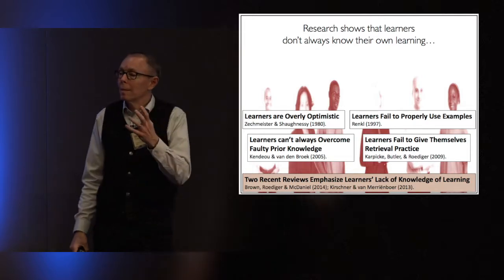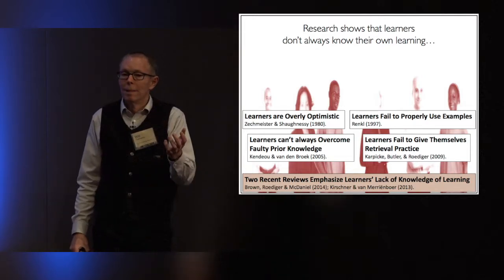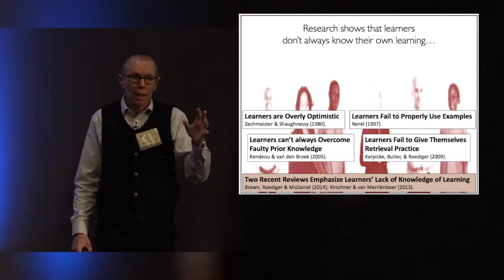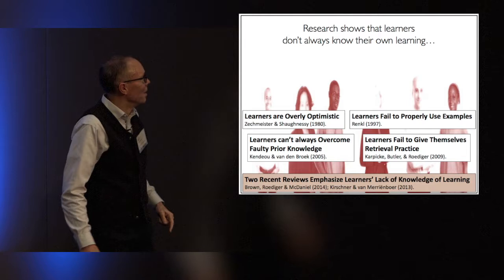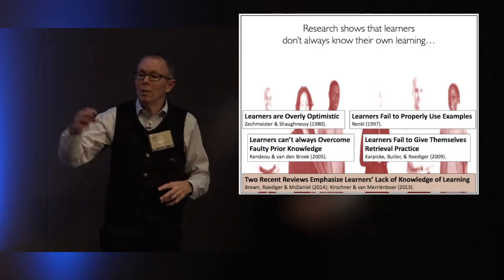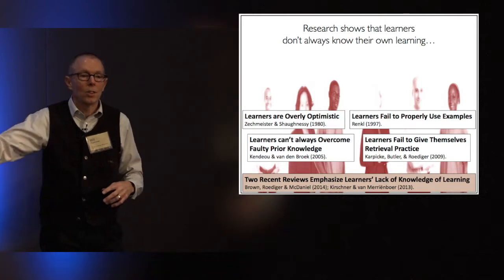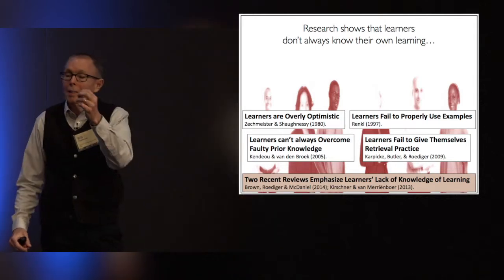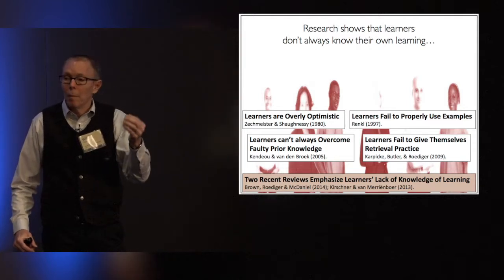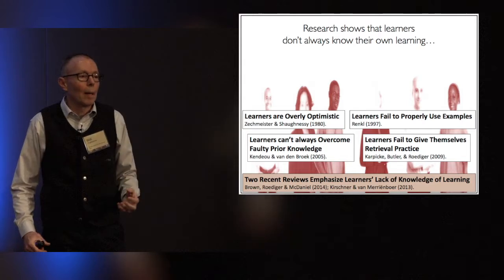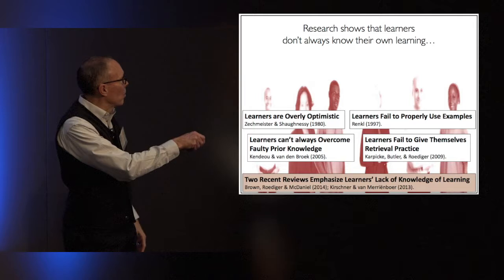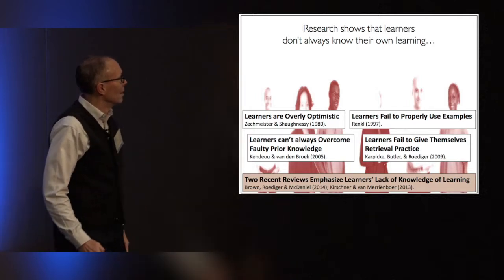They're overly optimistic about their ability to remember. If you ask your learners after you train them something, you're going to be able to remember this? Oh yeah, I got it. It's in here. They fail to give themselves retrieval practice. We know from the research, you heard Nathan cover it yesterday, and Julie talked about it as well, that retrieval practice is one of the most important things we can provide our learners to support their long-term remembering. But our learners fail to give themselves that retrieval practice, probably because they're overly optimistic.